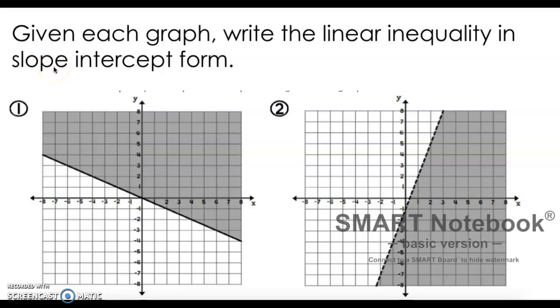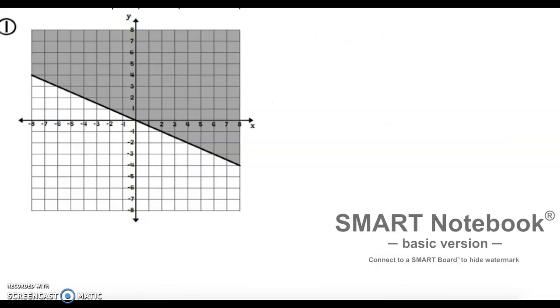All right, this problem says, given each graph, write the linear inequality in slope-intercept form. So now we are given graphs, and we need to write the inequality that matches the graph. So first, let's write down slope-intercept form of a linear equation. We are not writing equations here, we're writing inequalities, but using y equals mx plus b is going to help us. So remember, when we have slope-intercept form of a linear equation, m represents the slope, so I'll write that here, and b represents the y-intercept.